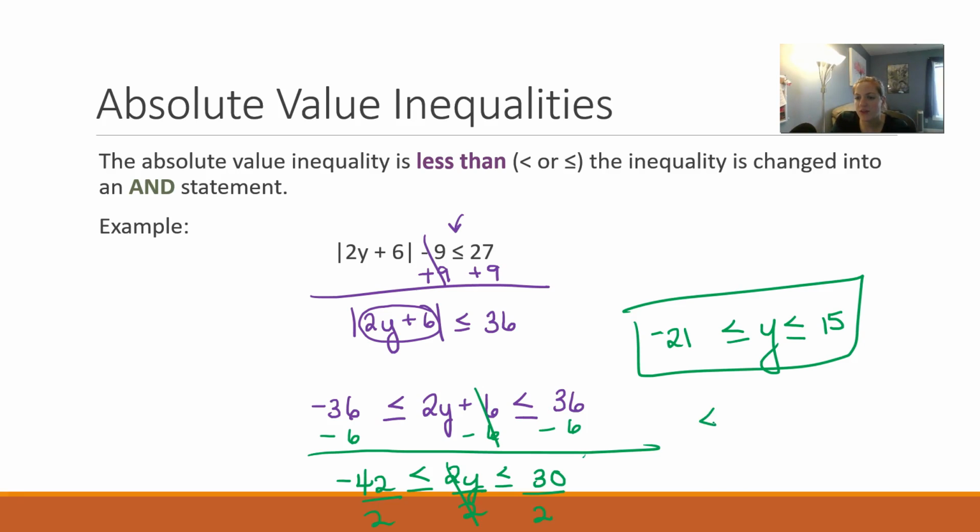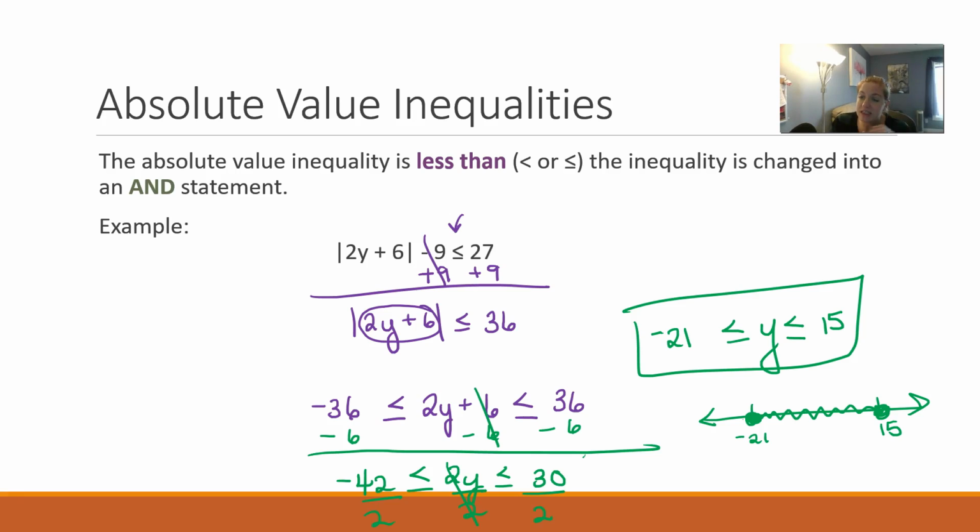And you could draw that on the number line if you really wanted to. -21, +15, shade, and then in between. So any number in between those two values will work for this. So 0 should work. 2 times 0 is 0, plus 6 is 6, absolute value of 6 is 6, -9 is going to be -3. Yep, that's less than or equal to +27. So you can check a couple different values, right? Just plug them in and work through it.